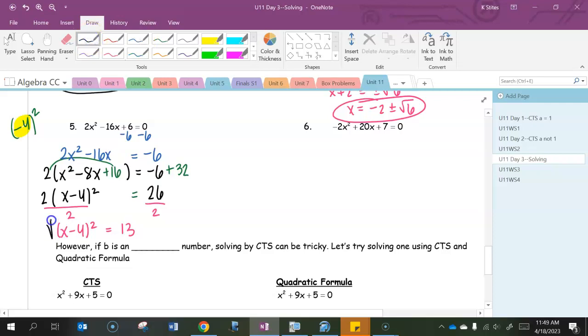And now we're ready to root both sides. However, 13 won't break down. It's a prime. So I'm going to come up here. That's just going to stay a plus or minus root 13. And then we'll go ahead and add over our 4.